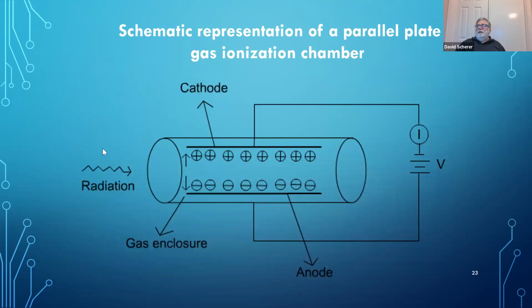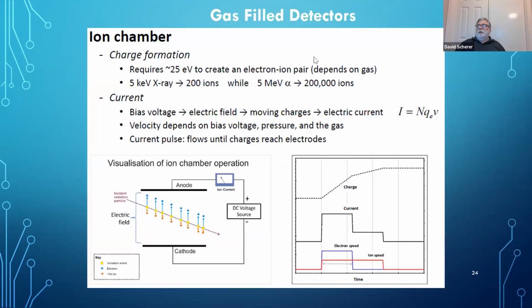Here's a schematic of the ionization chamber that we talked about before. There are two electrodes. There's an enclosure that holds the gas. A voltage is applied, and a measure of the current that passes through is a measure of the amount of radiation in the area, the radiation field.